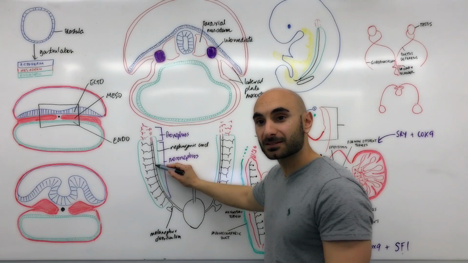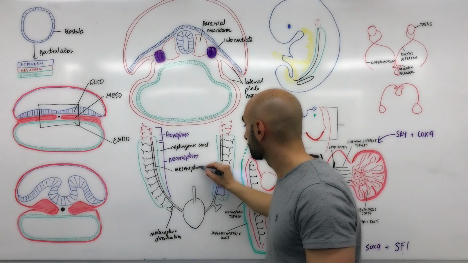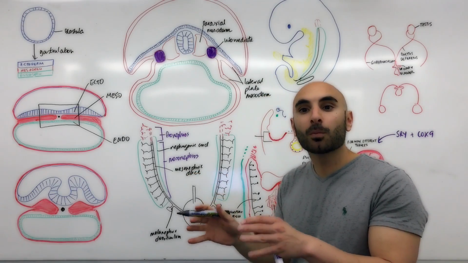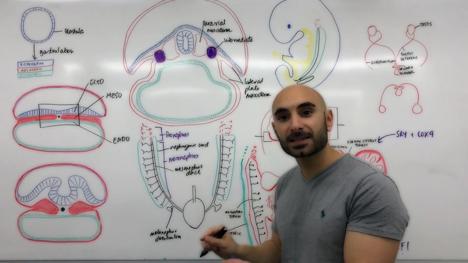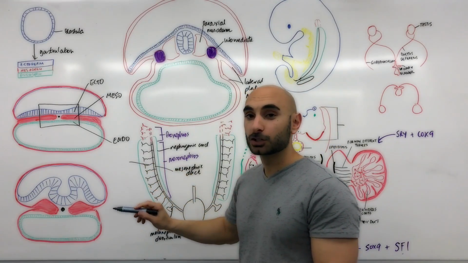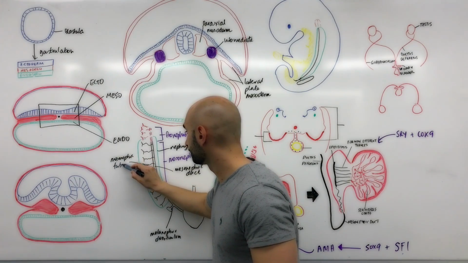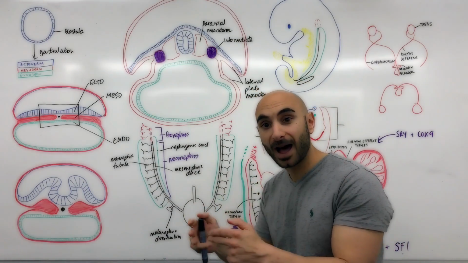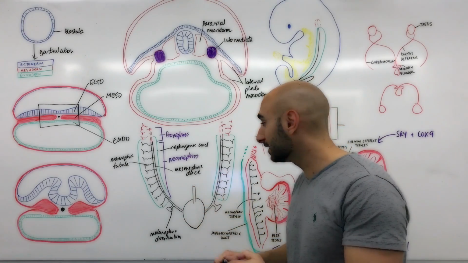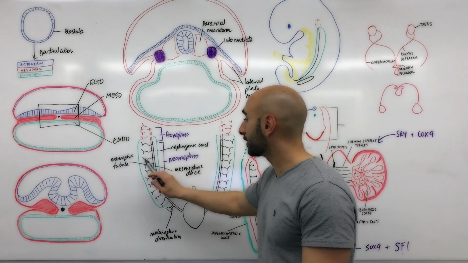Over here we have the mesonephric duct. This is also an intermediate form of a kidney in the developing fetus, and this is what will become the testes eventually. And over here we have the mesonephric tubule, which will also become part of the testes, but initially right now is the intermediate form of the kidney. Another name for this is the Wolffian duct and the Wolffian tubule.